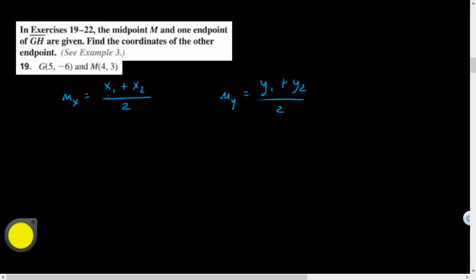And now I just plug in what I know, solve what I don't. So it's not a bad idea to label this. So this would be my Mx and my My. That's my own notation. You won't see that anywhere else.